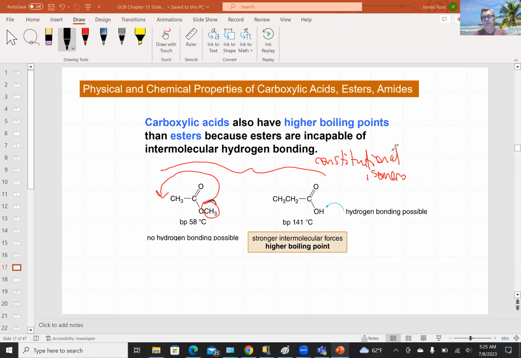So looking at these two constitutional isomers of each other, we can see that the carboxylic acid has more impressive physical properties. Again, the ester on the left does not have an eligible hydrogen to hydrogen bond. The carboxylic acid on the right does have an eligible hydrogen, and that will be a stronger intermolecular force. So the strongest intermolecular force capable for the ester on the left are dipole-dipole forces. Hydrogen bonds are stronger. Only the molecule on the right can do hydrogen bonding, so it will have more impressive physical properties.